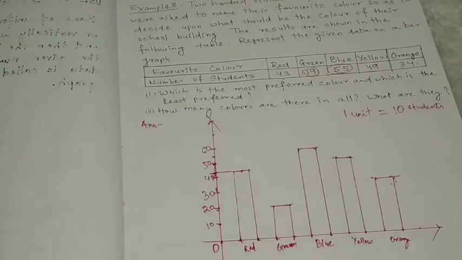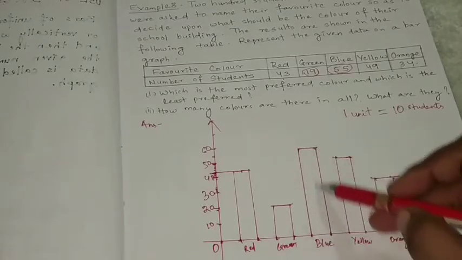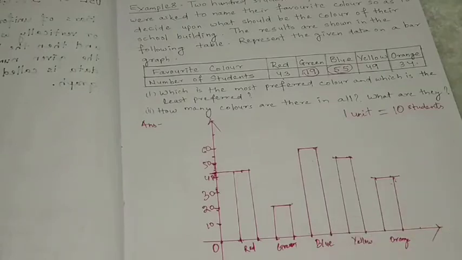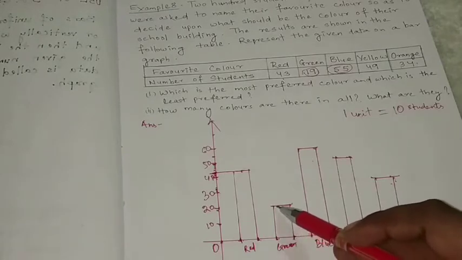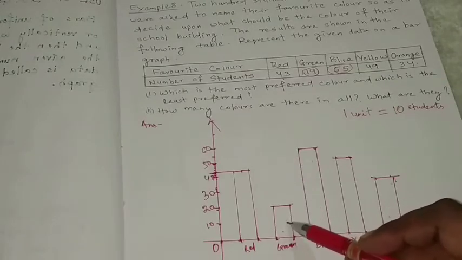So what question is given? Which is the most preferred color? Look, the bar which is longer, that is the most preferred color. So look, the blue bar is longer. That's why blue is the most preferred color. Which is the least preferred? The least preferred is the bar which is the shortest bar. So the shortest bar is green. So green is least preferred.